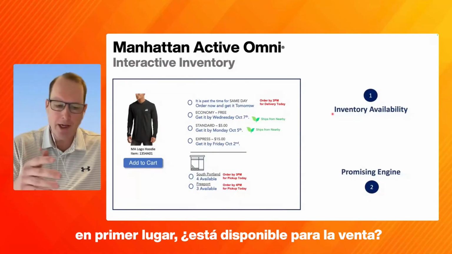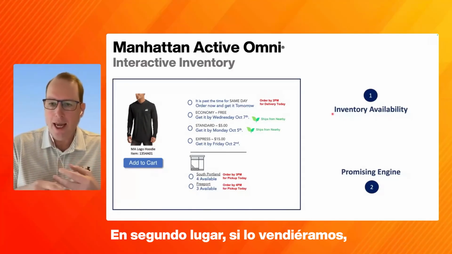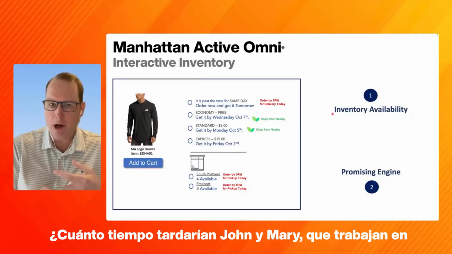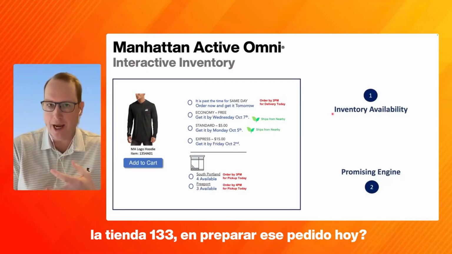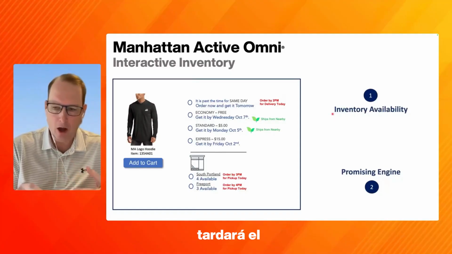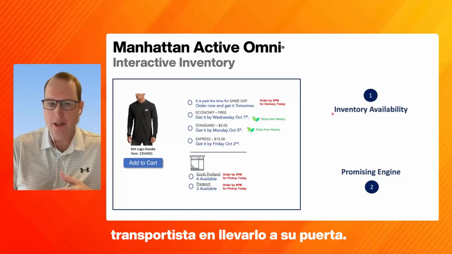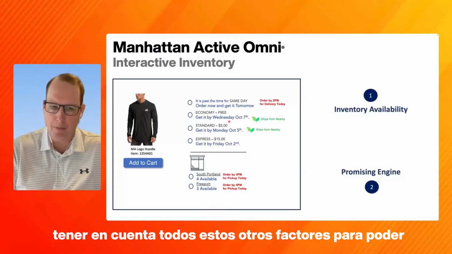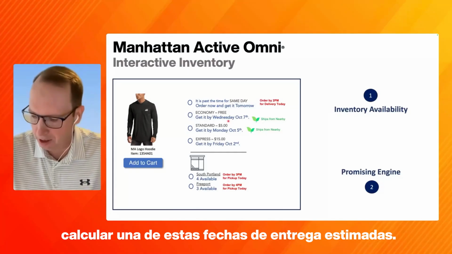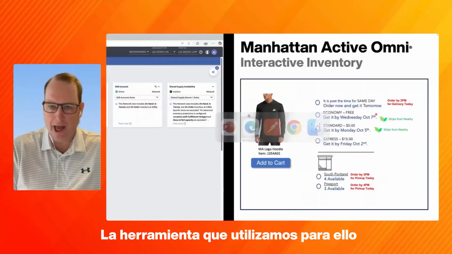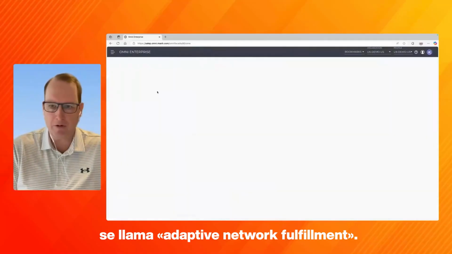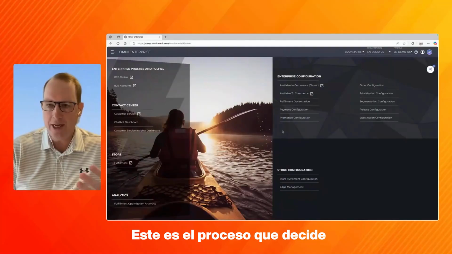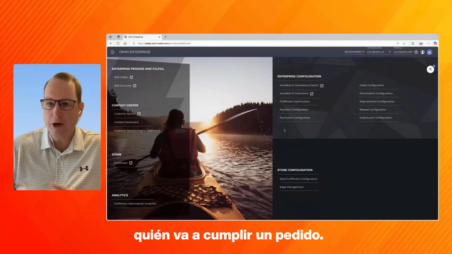which is, okay, number one, is it available to sell? Number two, if we did sell it, where would we ship it from? How long would John and Mary working in store 133 take to fulfill that order today, right, given their current workload? And how long will the parcel carrier take to get it to their doorstep? So all these other factors must be considered in order to come up with one of these estimated delivery dates, right? So the tool we use for that is called adaptive network fulfillment. Some people call it promising, some people call it allocation, right? So this is the process that decides who's going to fulfill an order, right?